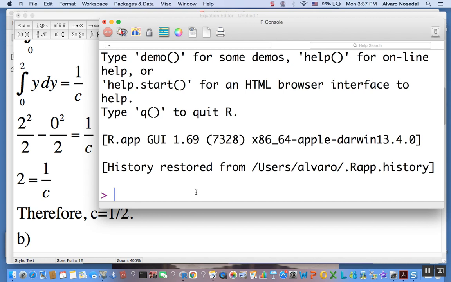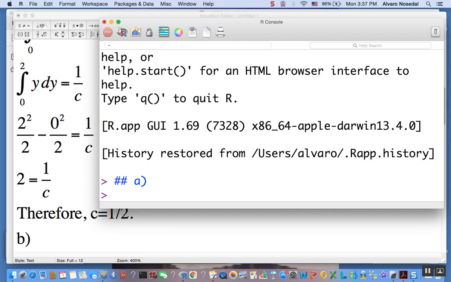First, let me just say that we are redoing part A, right? And remember that when you use those hashtags, what you're telling R is, I'm just commenting my code, so R is going to ignore what you write there. Okay, so anyway, first what we have to do is define a function, and you could do an assignment in R using an arrow like this, or using an equals. Let me use an arrow in this case.